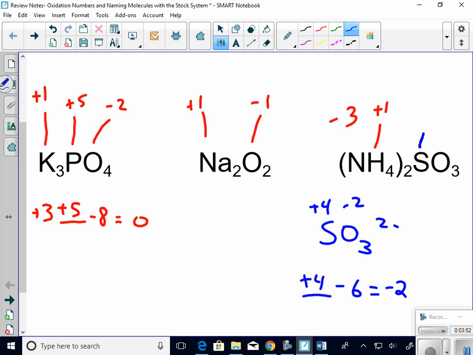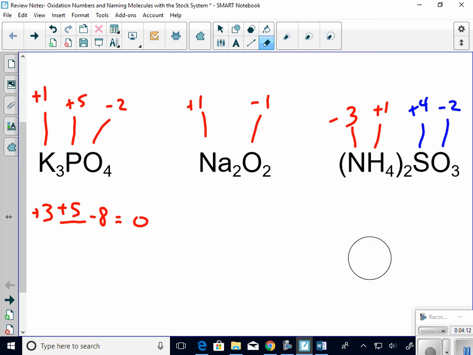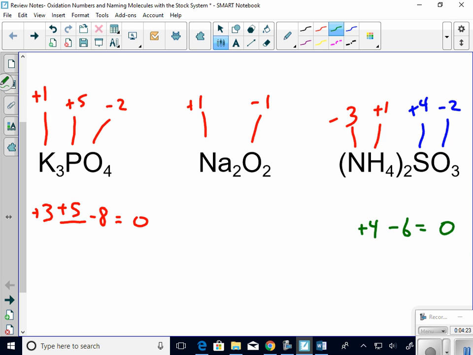So I finish out with my oxidation numbers. Now, could I go back and check? Yeah, let's do it. This whole thing should equal 0, right? Well, what's oxygen? Minus 6. Okay. What's sulfur? Plus 4. Okay.